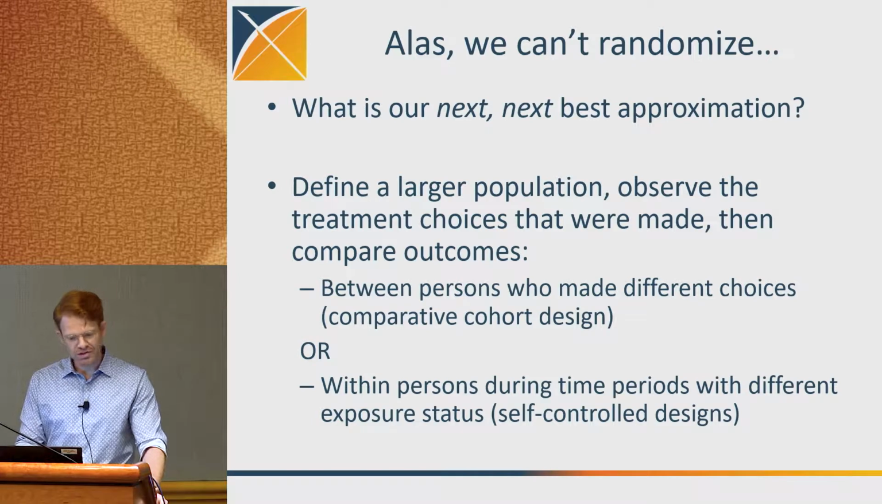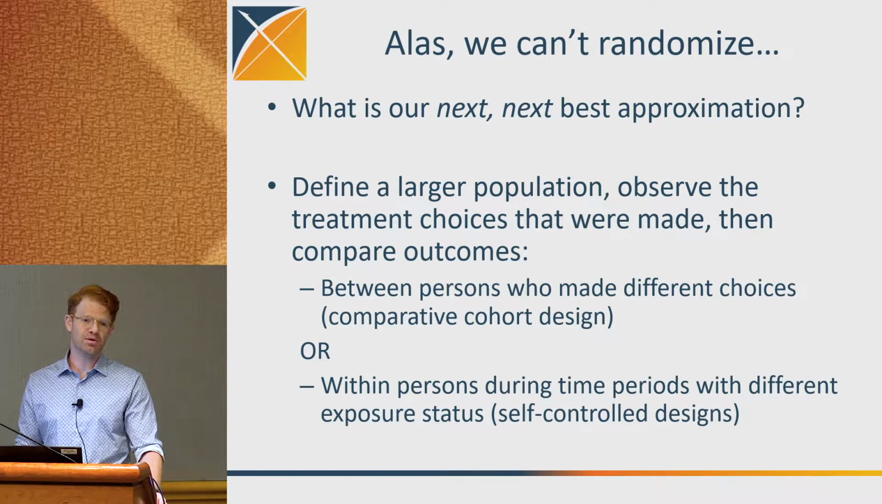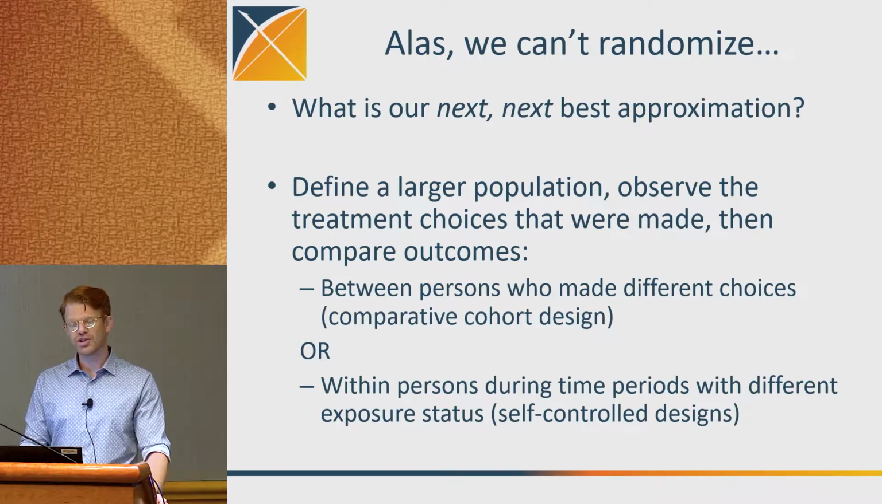And you can do this between people who have made different choices, or you can do it within people at different times. Those are self-controlled designs, and that's another story for another time. But for now, we're going to be talking about observing which choices were made that have already happened in observational data, and then comparing outcomes between those groups. But as we know, they're not randomized. There's a whole slew of trouble that goes along if you simply go ahead and compare the rates of outcomes in these two groups.